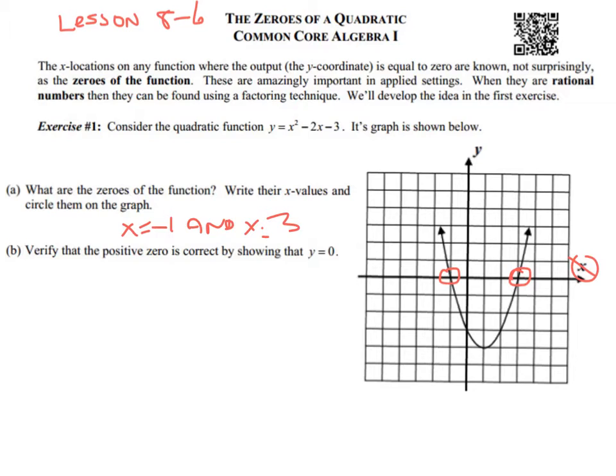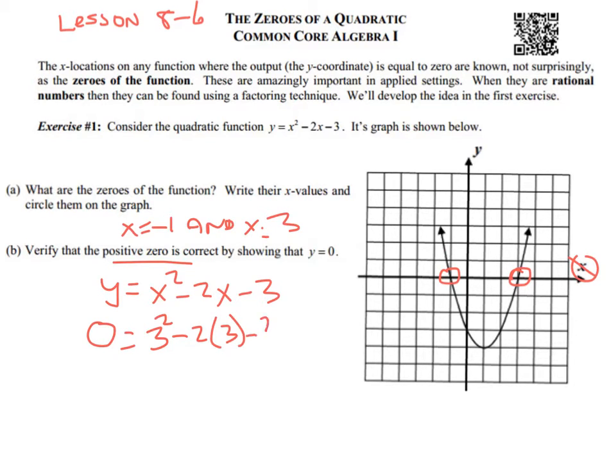Verify that the positive zero is correct by showing that y is equal to 0. So we're taking the positive one, the 3 here, and let's throw it in the equation. So if I go back to y equals x squared minus 2x minus 3, and I want to verify that y is 0, I'm going to put a 0 in for y. And let's plug the 3 in. The positive value is what they asked for right here. So 3 squared minus 2 times 3 and then minus a 3. So I get 0 equals 9 minus 6 minus 3. Of course, 9 minus 6 is 3 and 3 minus 3 is 0, and it proves out.